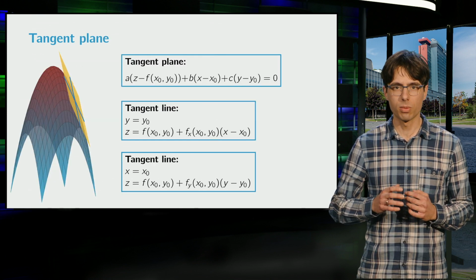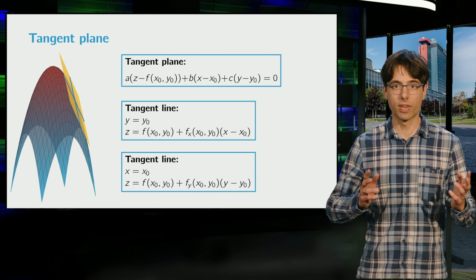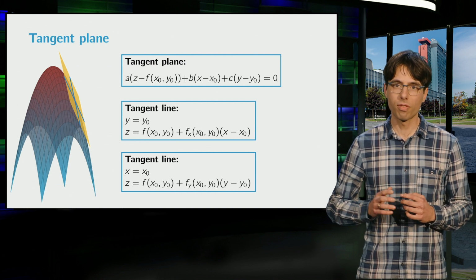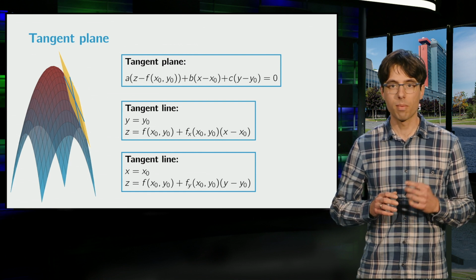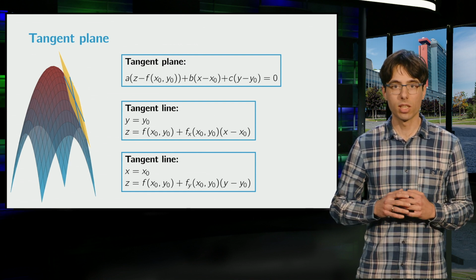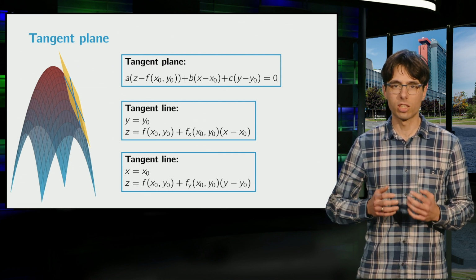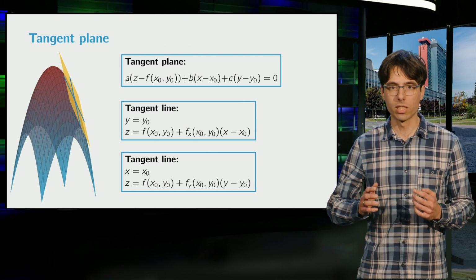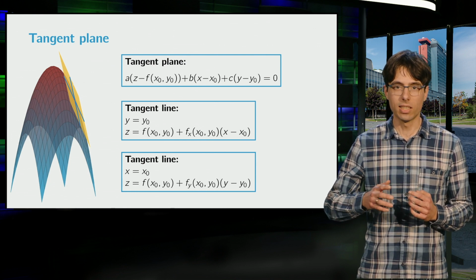Clearly, such a description with two lines is not quite satisfying, since it ignores all directions that are not parallel to the coordinate axis. Since the graph of a function of two variables is two-dimensional, we would like to find a plane that touches but does not intersect the graph at that point. The formula on the slide is the general way to describe a plane through the point (x0, y0, f(x0, y0)). The tangent lines are important here since they need to be contained in this tangent plane.